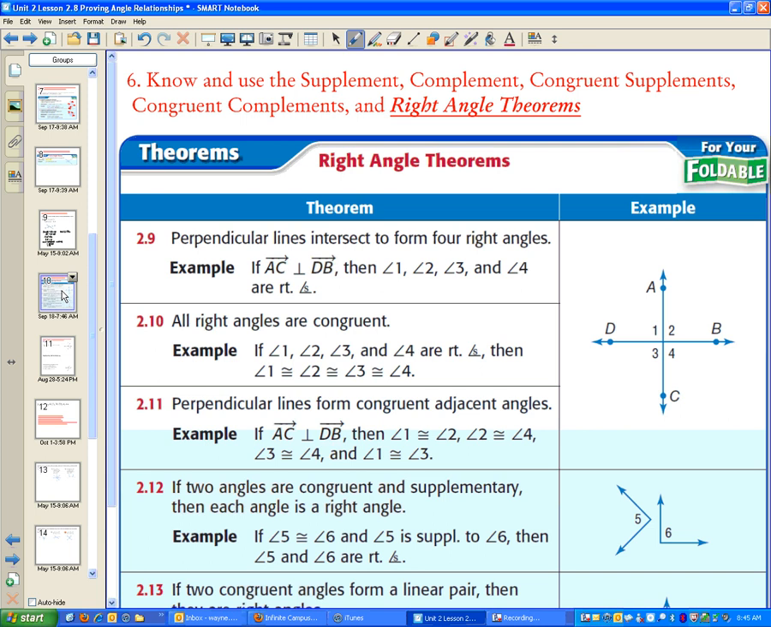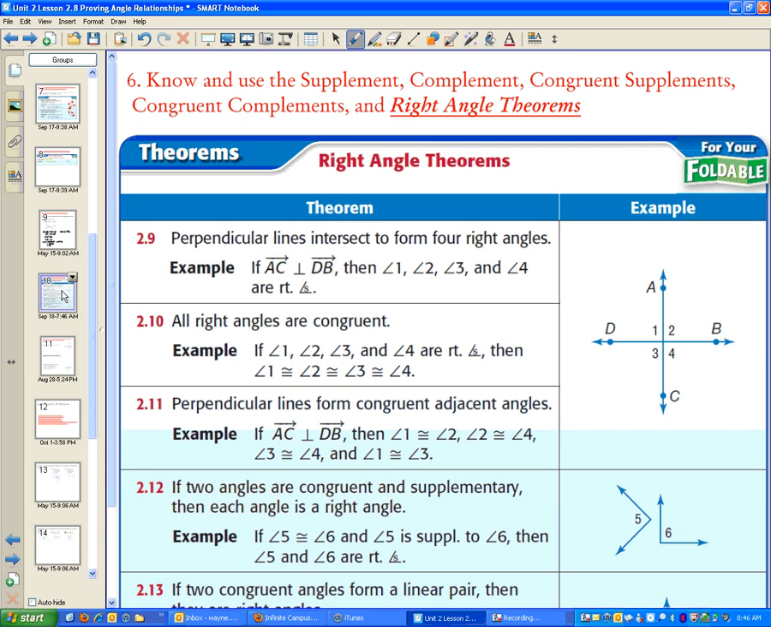Some of these we've already talked about. Perpendicular lines intersect to form 4 right angles. What we had before was the definition of perpendicular, which said lines or parts of lines that form right angles are called perpendicular. Now we're specifically saying that there are 4 of them, and we'd talked about that, how every angle formed by those 2 intersecting lines is a right angle.